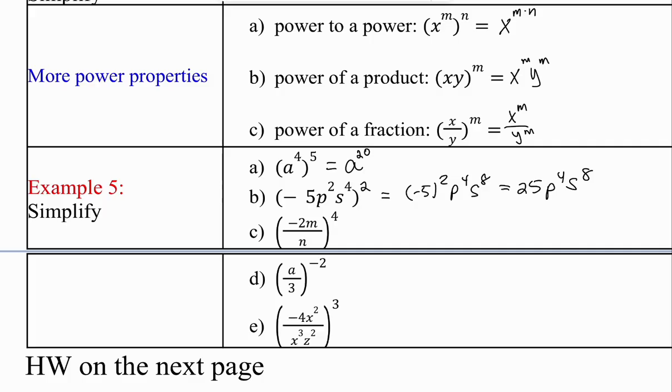If the negative was on the outside of the parenthesis, it would not be included in the calculations. It would just come along for the ride. But since the negative's in the parenthesis, we're going to square the negative 5. So just be careful on that. If the parenthesis is there or not, it will make a difference.